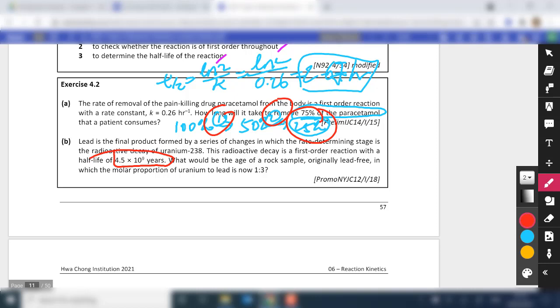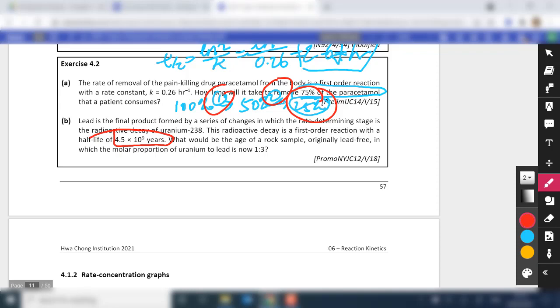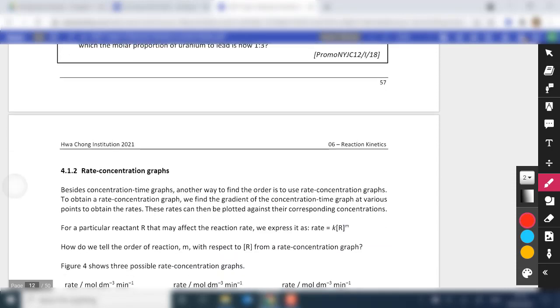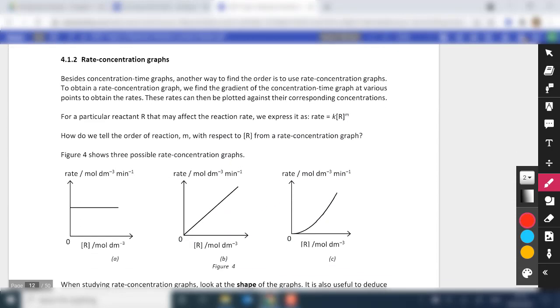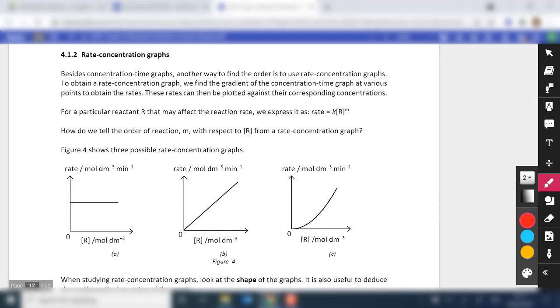I hope you found it easy. The examples given are a little on the easy side, but I think they help you look at the big picture. Next, after the concentration-time graph, you have the rate against concentration graph, which is another kind of graph that you can make use of.